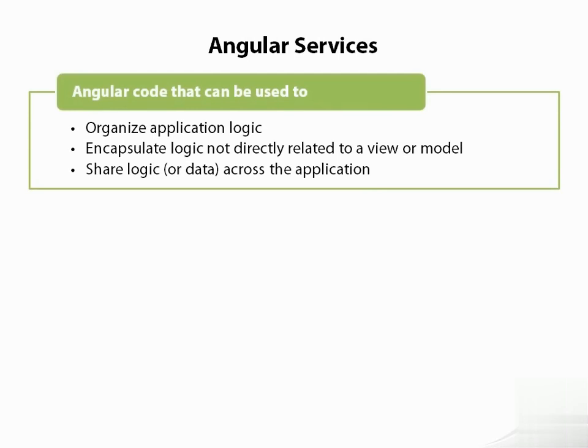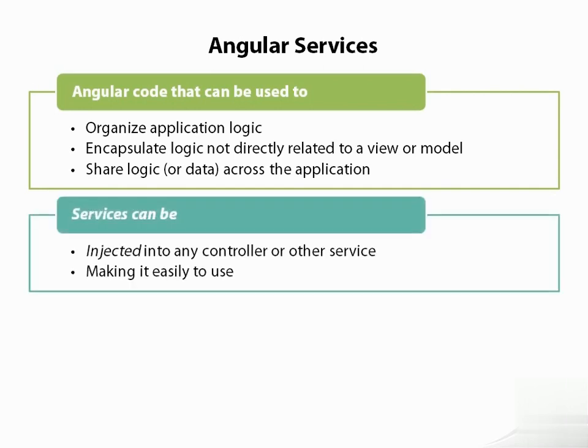An Angular service is code that can be used to organize application logic, thereby keeping your controllers clean and focused on defining the model and user interface operations. Services can be used to encapsulate logic that is not directly related to a view or a model, and services allow you to share logic or data across the application.